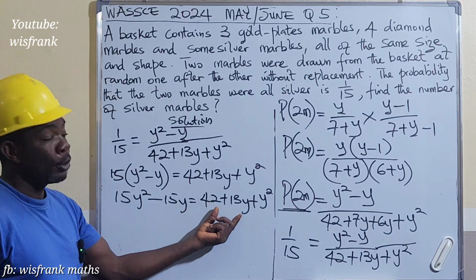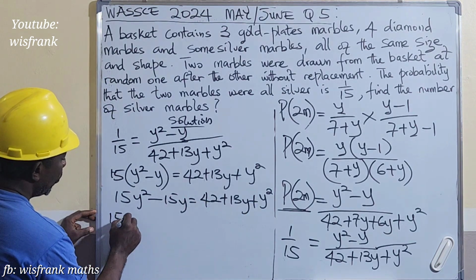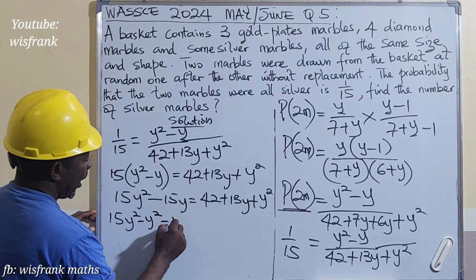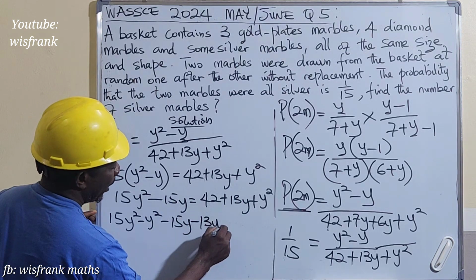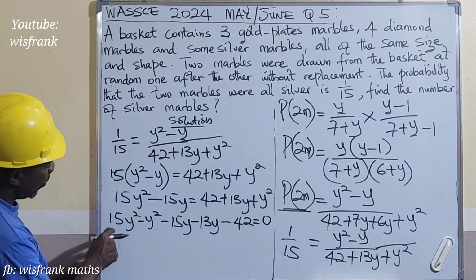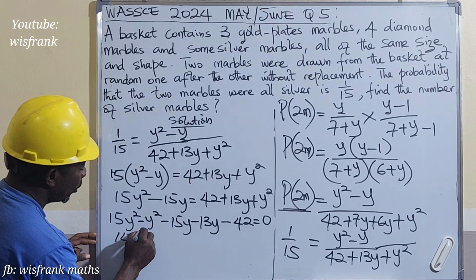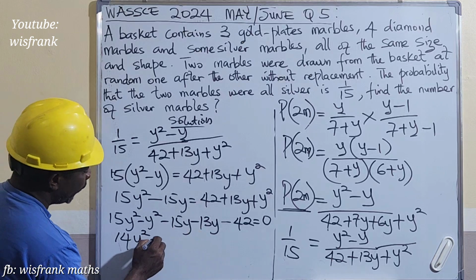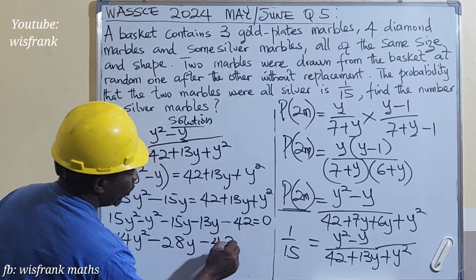Here we can transpose the right hand side to the left hand side. This will give us 15y squared, minus y squared, minus 15y, minus 13y, minus 42 equals 0. In this case, 15y squared minus y squared gives us 14y squared, then minus 15y minus 13y gives us minus 28y, minus 42 equals 0.